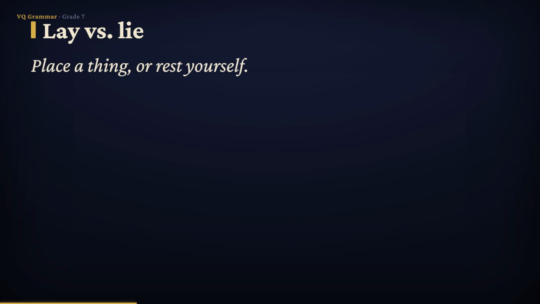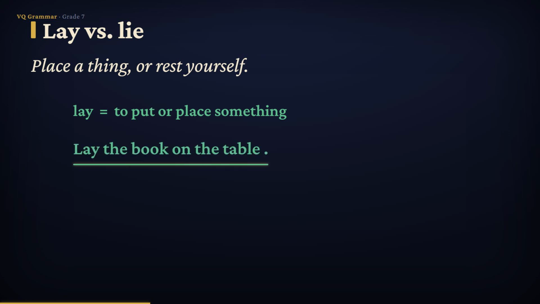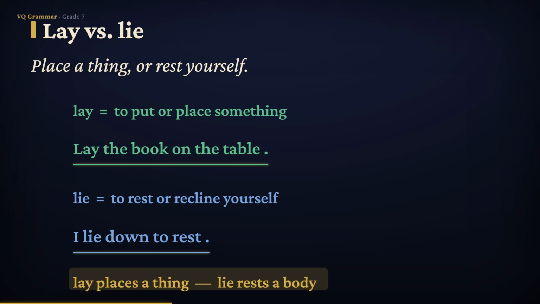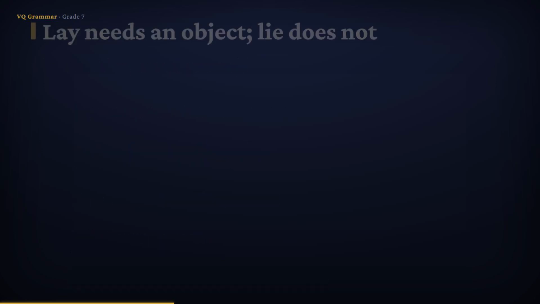Next pair, lay and lie. To lay means to put or place something down. It always needs an object, a thing you set down. For example, lay the book on the table. You are placing the book. To lie means to rest or recline yourself. No object needed. For example, I lie down to rest. You are the one settling down. So lay places a thing, while lie rests a body.